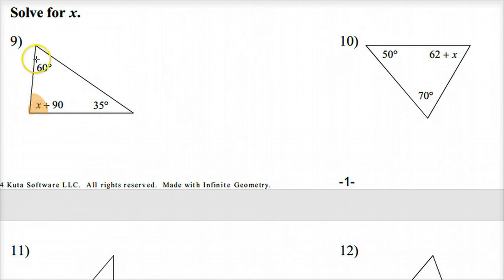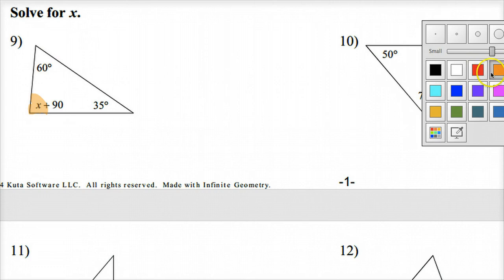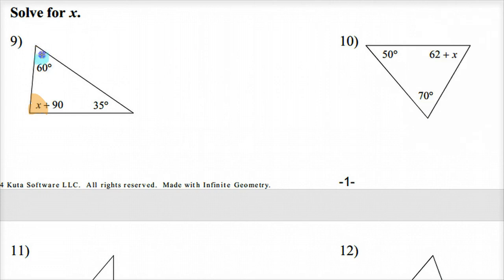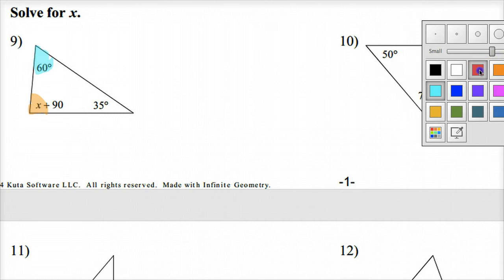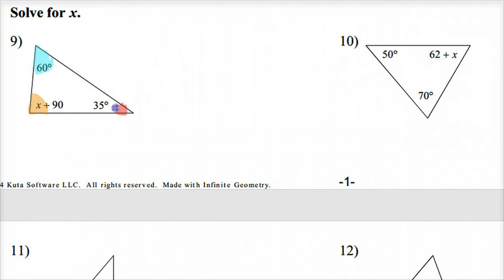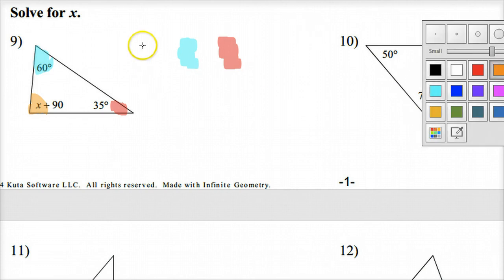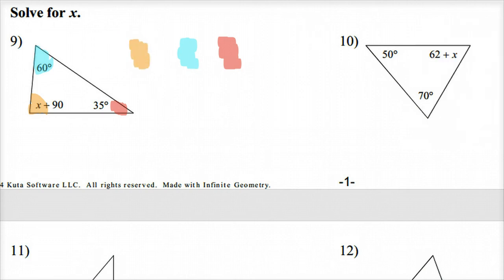I got this corner angle, and then let's do some different colors here, and then I got this corner angle, and then another color. How about some red? Then I have this corner angle. So I got all 3 of those, and if I were to add them up, what would I get? Oh, that's like the same thing as before. So if I took all 3 of these and added them up, I would get 180 because they're inside a triangle.